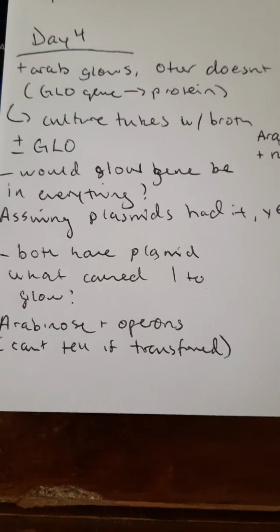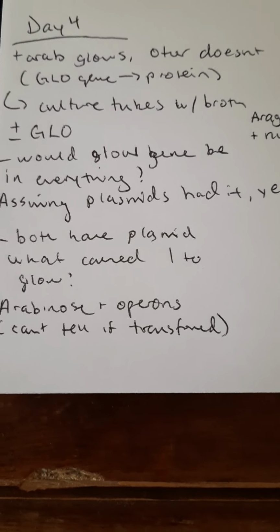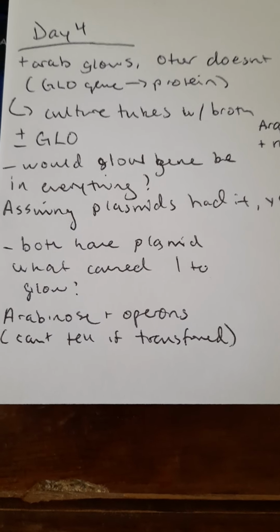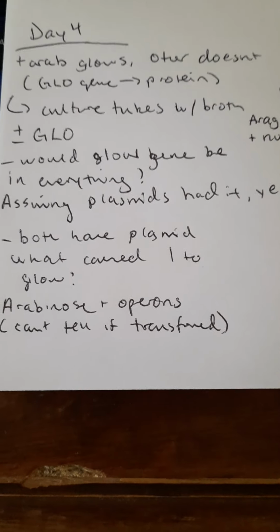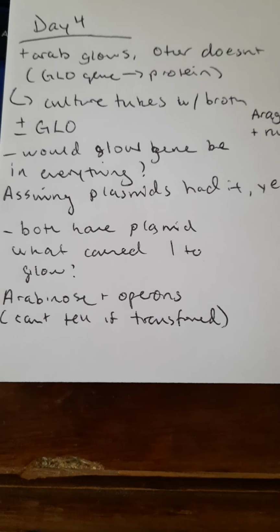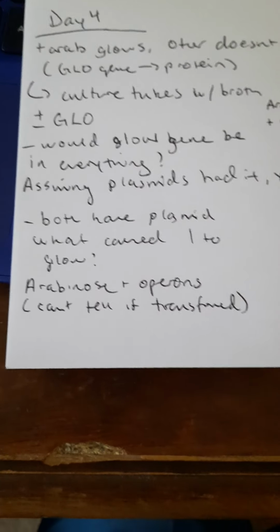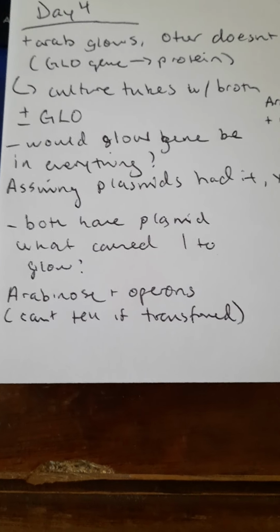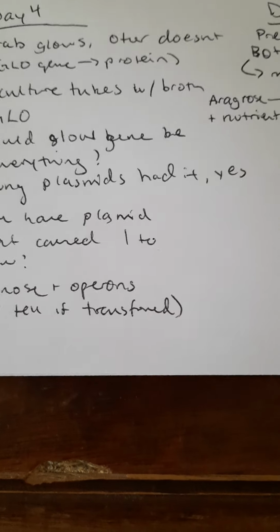Then we put them in culture tubes with the nutrient broth, one for the ones that were glowing, and one for the ones that weren't. Would the glow gene be in everything? Again, we assume the plasmids had it, and then they transform them. So yes, but there isn't the indicator in the other one that it was transformed because there wasn't the expression of the glow. What caused it to glow? We could hypothesize that the arabinose had something to do with an operon that expressed the protein. And once again, on some of the things, you can't tell if it was transformed.